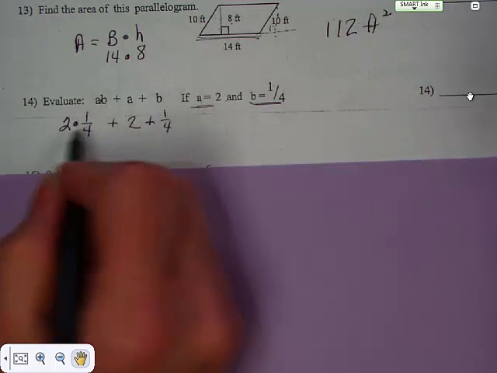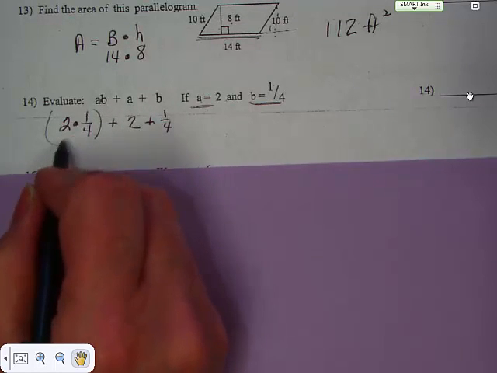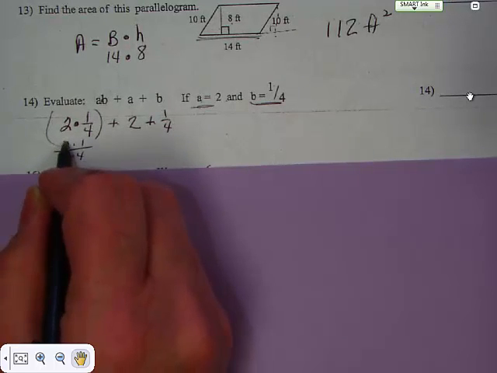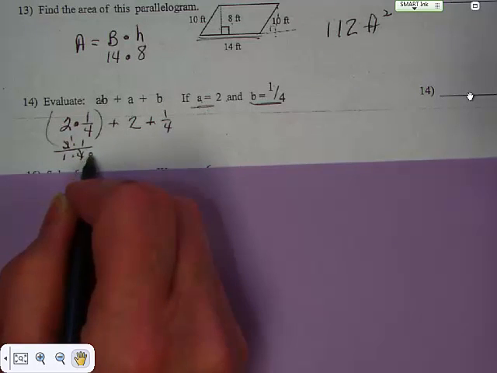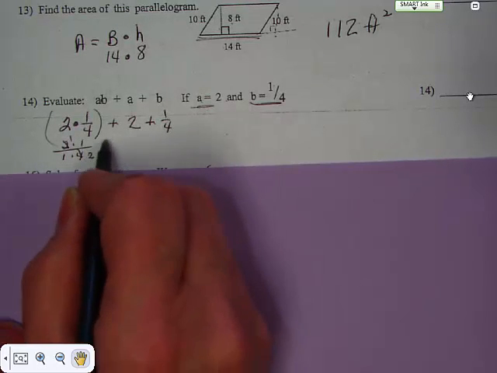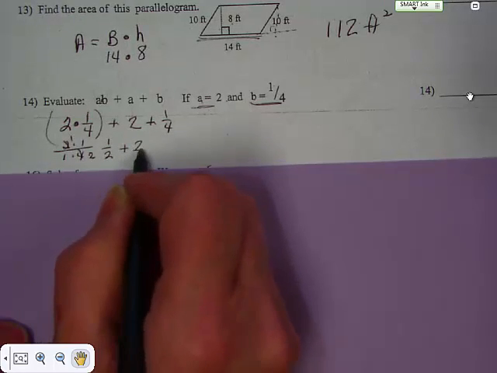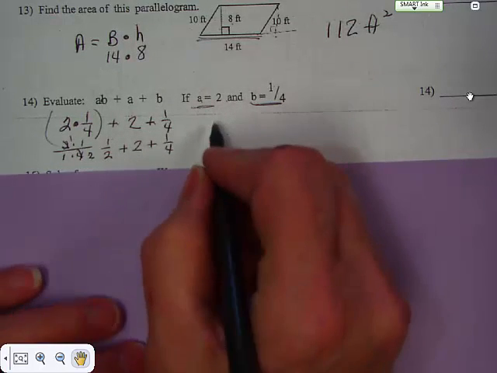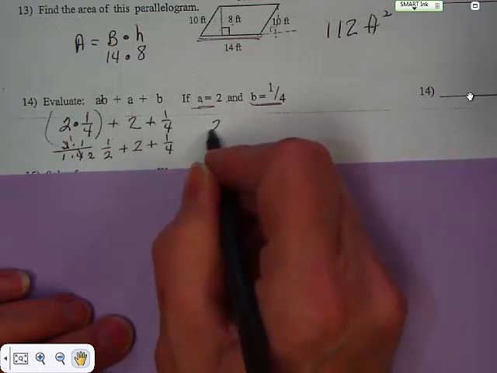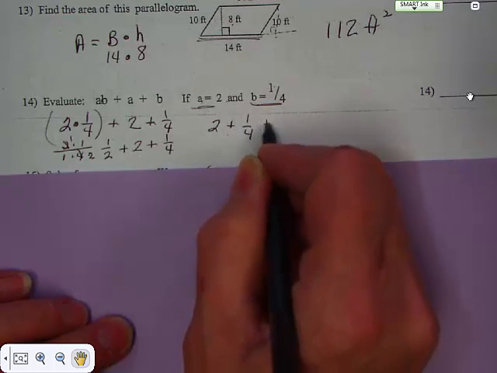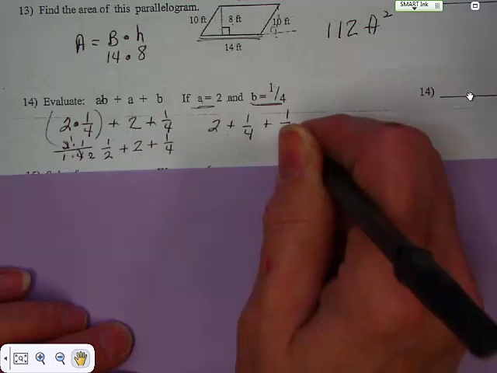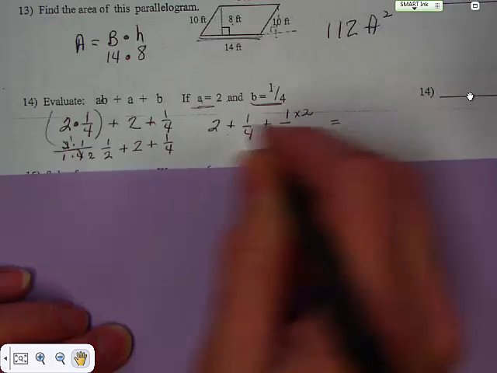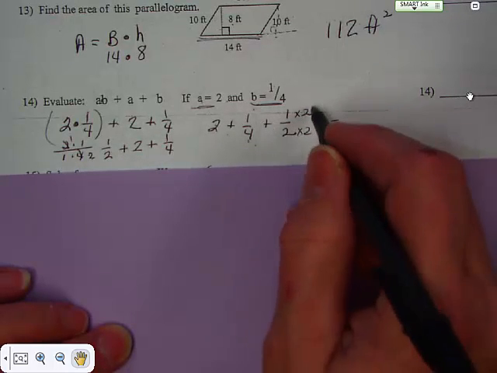So do the multiplication first. 2 times 1, and then 1 times 4. So we end up with 1/2 plus 2 plus 1/4. Now, I would probably rearrange that a little bit since it's all pluses, and I'd say 2 plus 1/4 plus 1/2. I'd change this into a fourth, so we have common denominators, times 2 times 2. So we end up with 2 plus 1/4 plus 2.